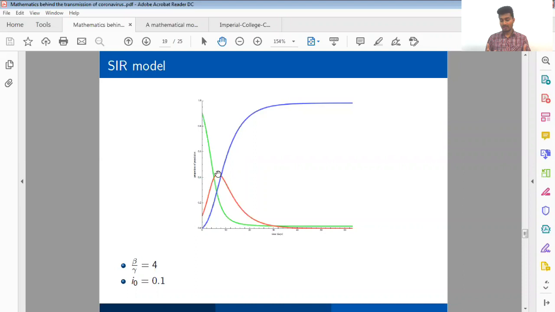The idea here is that infected people cannot infect other infected people. Infected people can infect the susceptible people. So what that means is the entire population has almost got infected, and there are no more people that you can infect afterwards. That's why the curve sort of ran out of fuel and started dropping down.